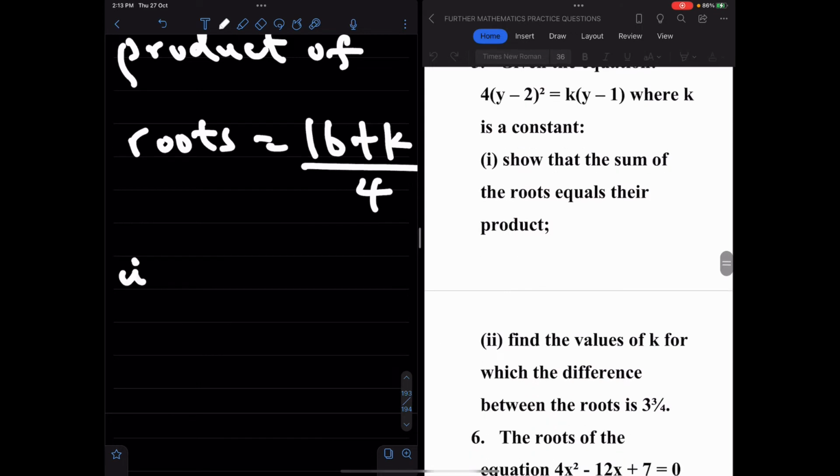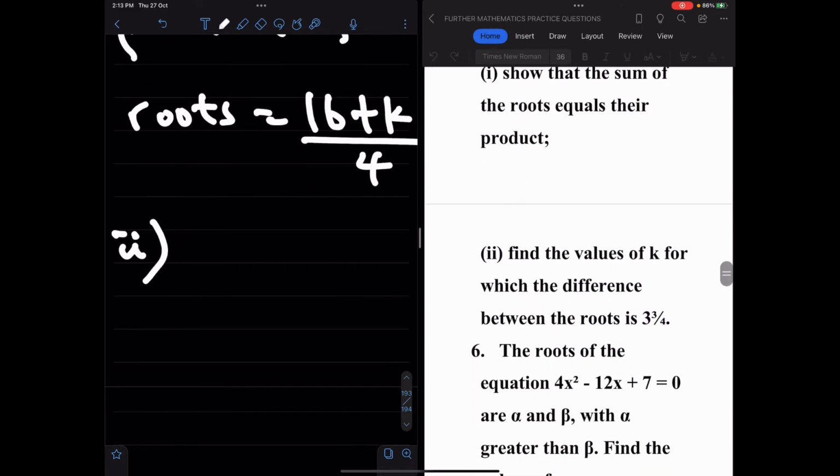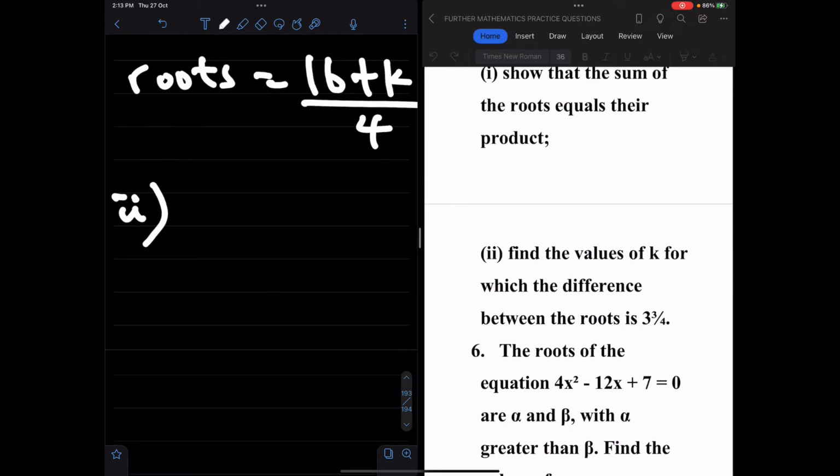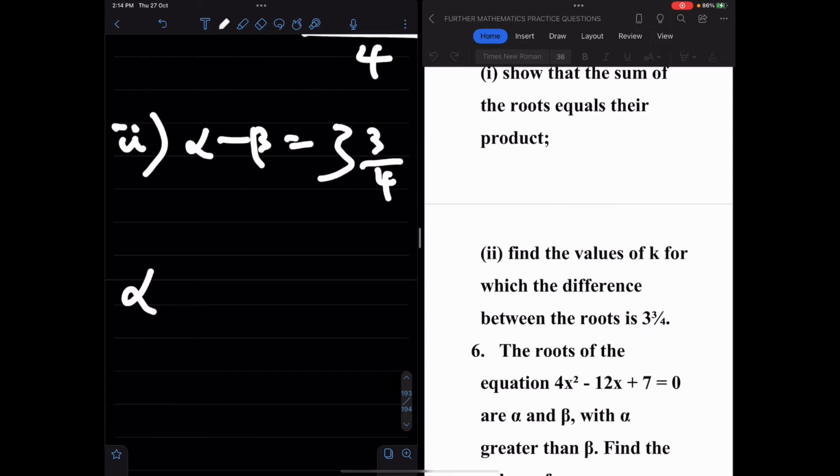Now to Roman figure 2. Find the values of k for which the difference between the roots is 3 whole number 3 over 4. Let alpha and beta be the roots. That means the difference between those roots, which will be alpha minus beta, is 3 whole number 3 over 4. And that means alpha minus beta equals 15 over 4.